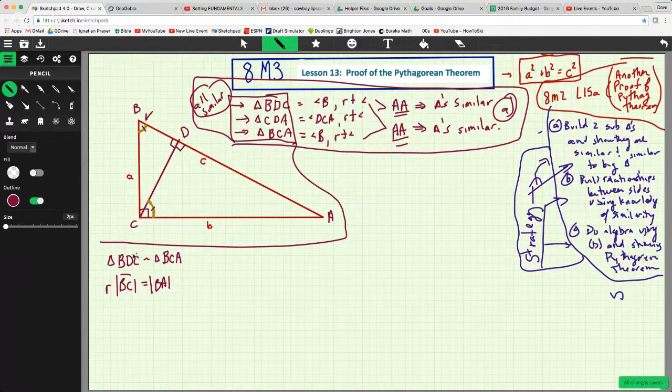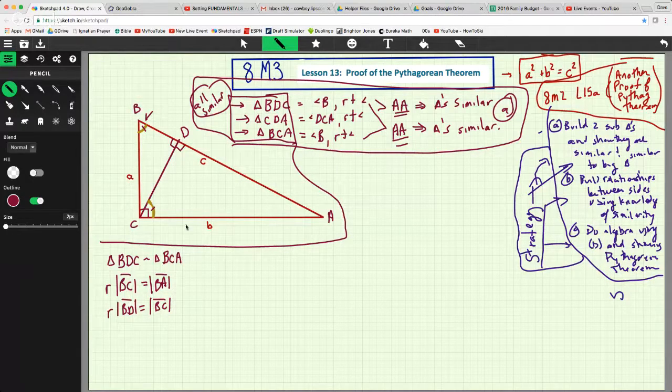So these are similar triangles, so I can take R and multiply it, in this case, by the hypotenuse. And that's got to equal the hypotenuse of the bigger similar triangle. And then I'm going to say R times BD, the short side. So R times the length of BD is equal to the length of the short side of the big triangle. Well, that's BC. So these are the similar relationships that must be true. So now watch what I do.